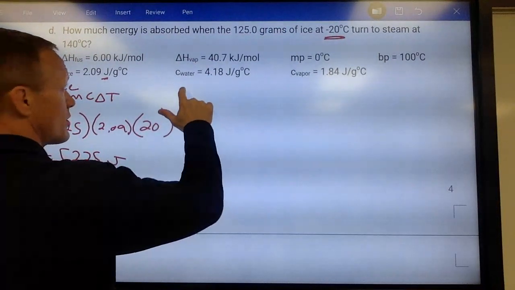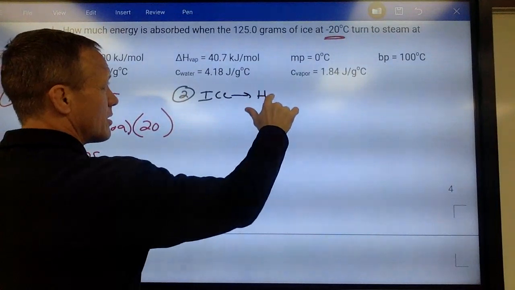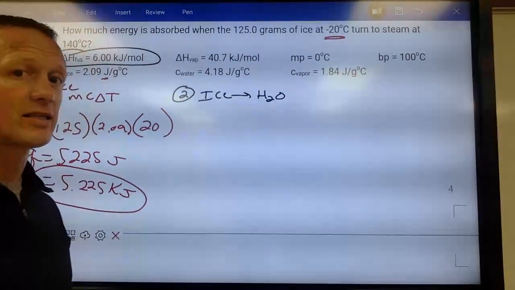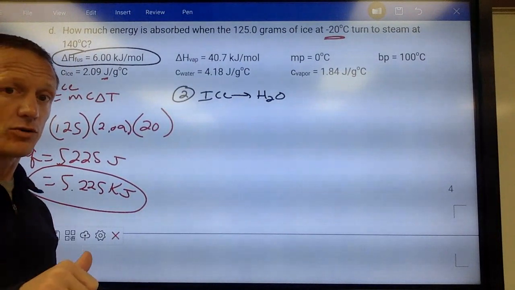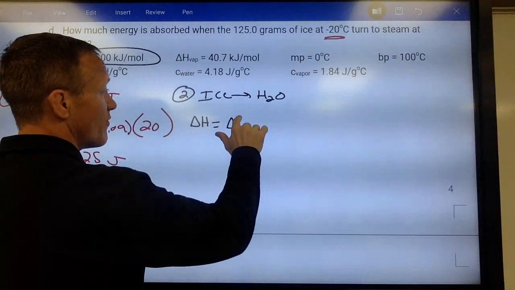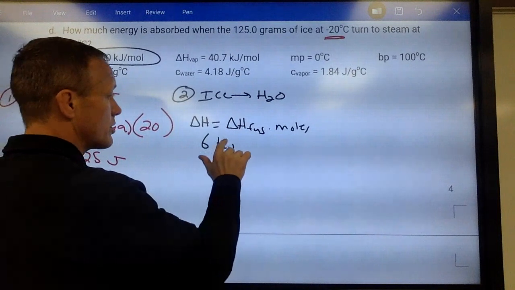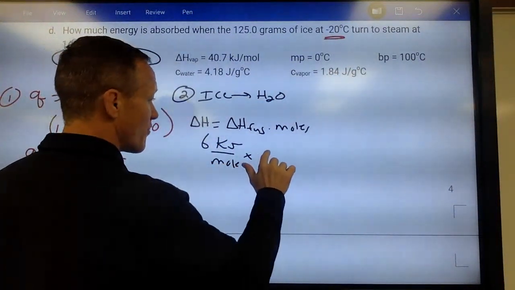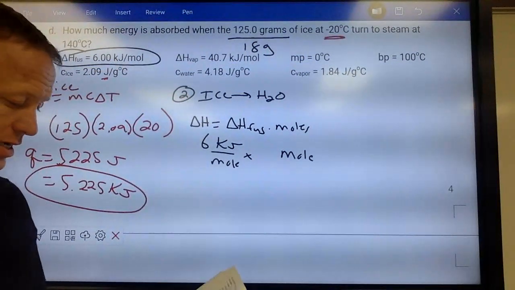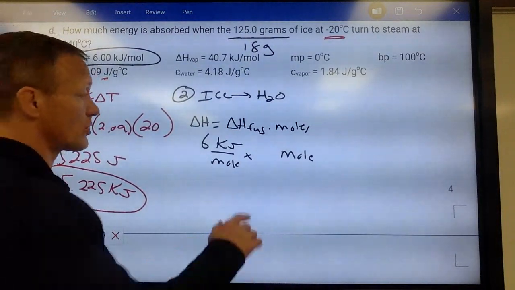Our step two. Step two is going to be ice melting. Ice to water, which means we need to know the heat of fusion, 6 kilojoules per mole. I got to put in 6 kilojoules for every mole of ice to make it melt. So now I don't need grams, now I need moles. I don't need a temperature change. So my enthalpy change here is going to be the heat of fusion times my number of moles. So 6 kilojoules per mole times however many moles I have. Well, 125 grams of ice divided by 18 grams, because that's what a mole of water is, 6.94 moles.